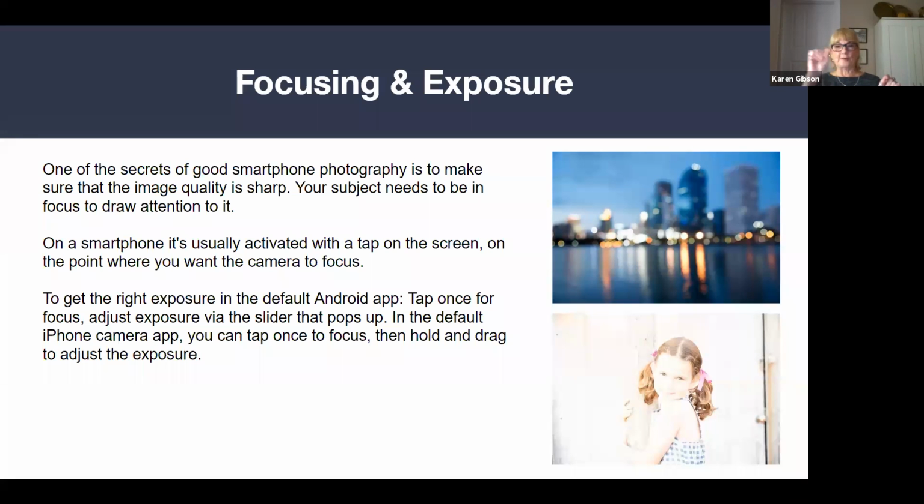There'll be a little slider that pops up, and if you put your finger on it and go this way or this way, it'll get darker or lighter. So it'll be either overexposed or underexposed. In the default iPhone camera app, I believe you can tap once to focus and then hold and drag to adjust the exposure. As you can see from the two photographs here, the top photograph is quite blurry, and the photograph below is overexposed. There is nothing worse than blurry or overexposed images.